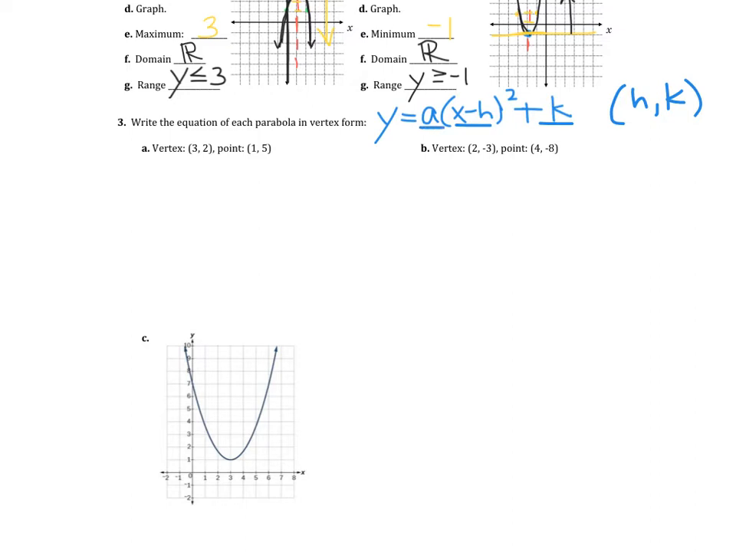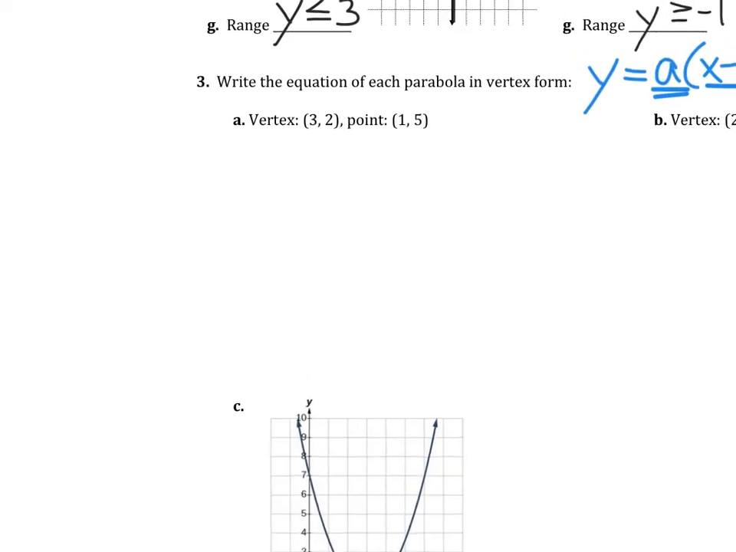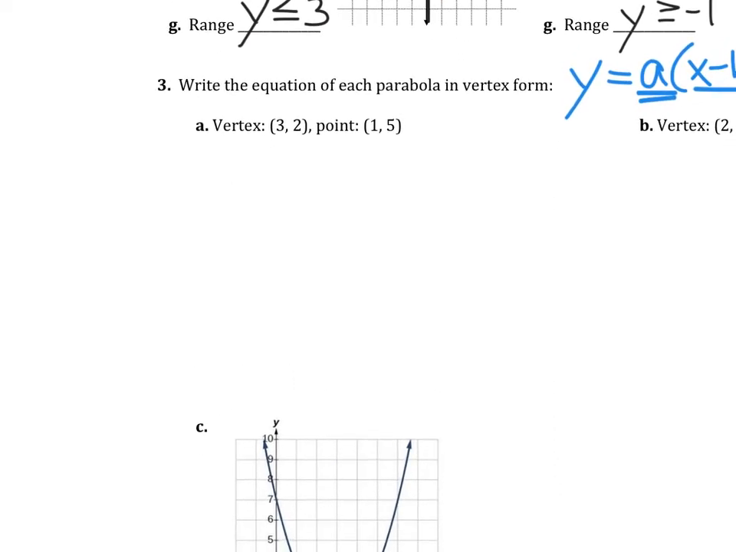A is going to be a constant that we have to find. And then all of the points that are on our graph are x and y points. So let's go ahead. We have 3 of these to do. They're all pretty much the same. Let's see if we can do them.